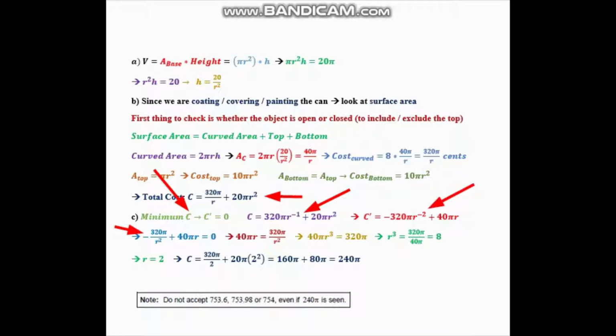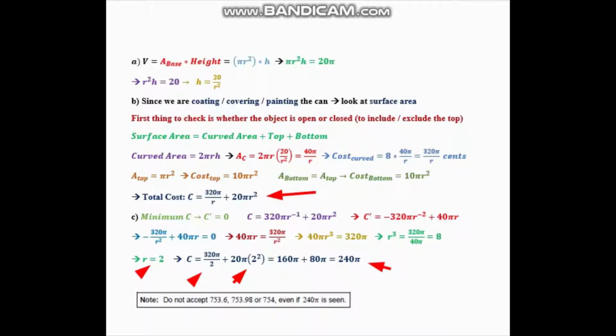I shall simplify and solve in order to find the value of r, which we shall obtain to be 2 because r cubed is 8. So if r cubed is 8, hence r equals 2. If we want the minimum cost, then we need to plug the value of r into the expression of the cost. So since r equals 2, we shall plug 2 instead of r into this expression. This gives us 320 pi over 2 plus 20 pi times 2 squared, which gives us 240 pi.